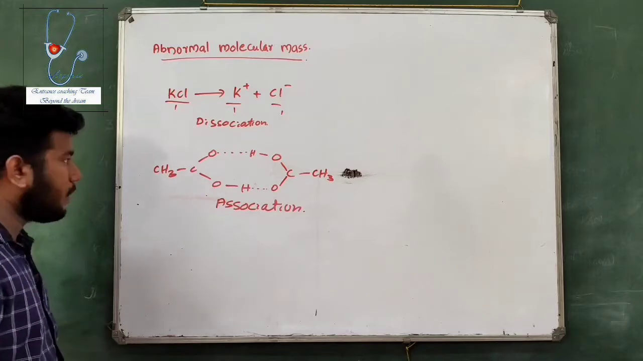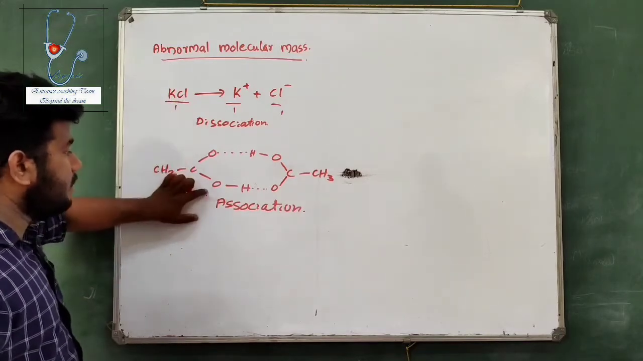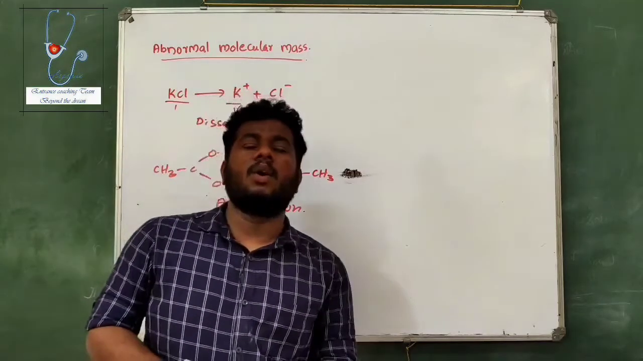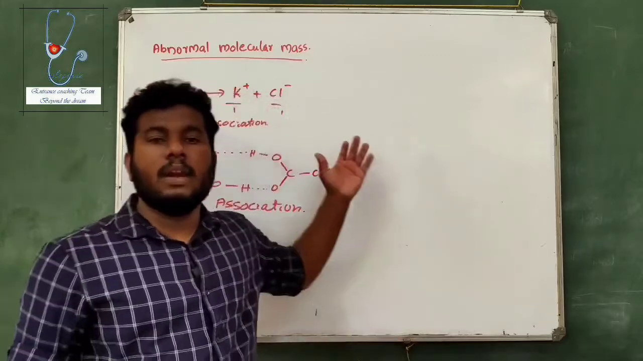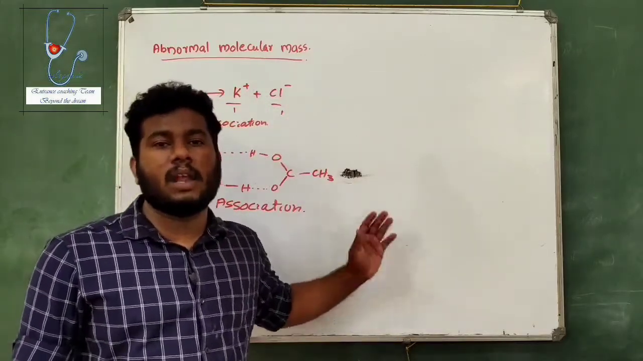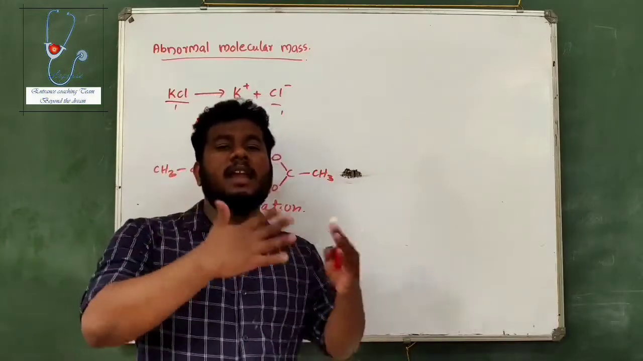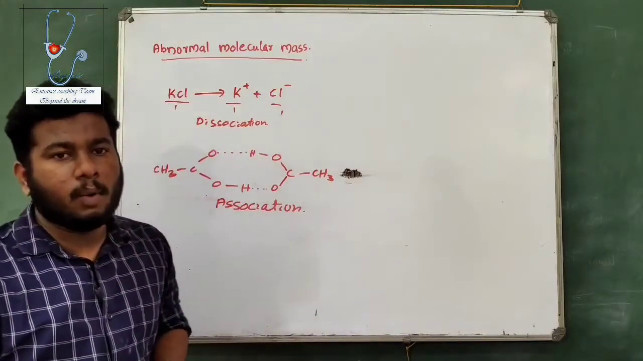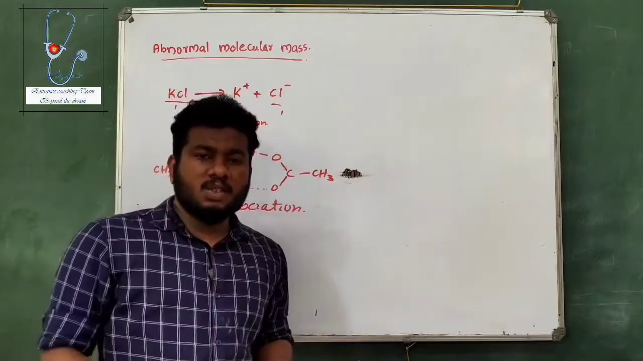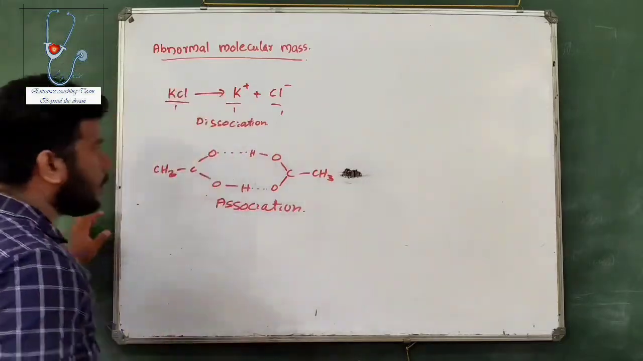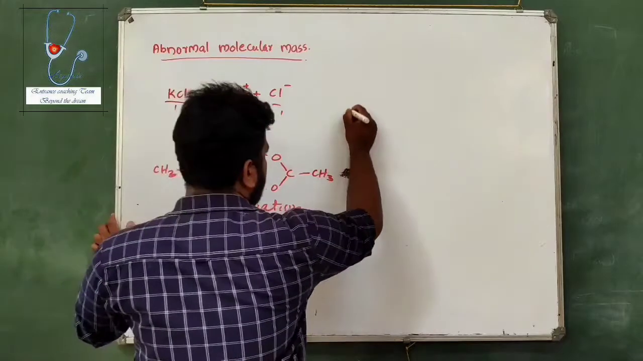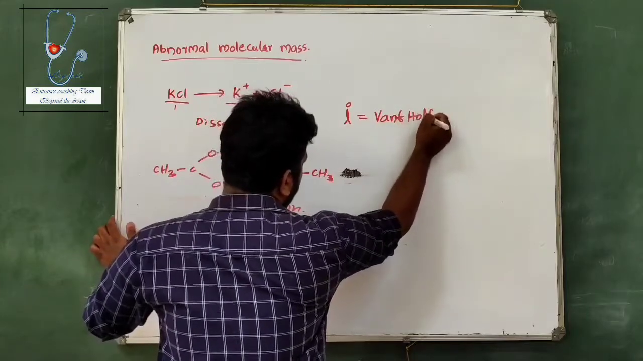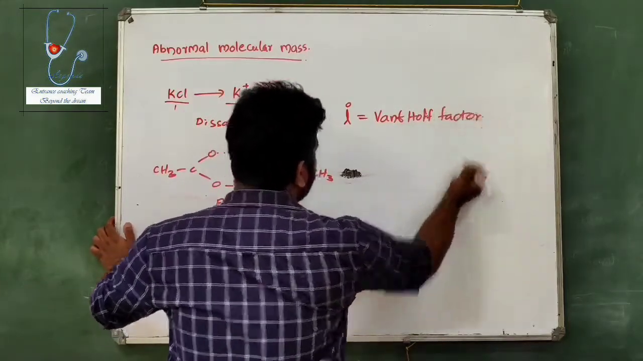In the process of association and dissociation, the colligative property may change, and the molecular mass also changes. This change is called abnormal molecular mass. To overcome this abnormality, we introduce a factor called the Van't Hoff factor.